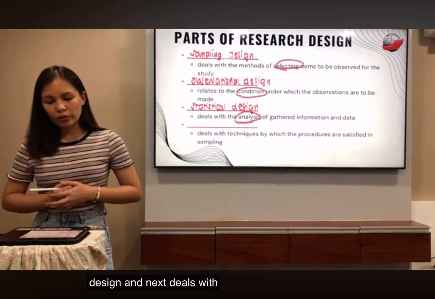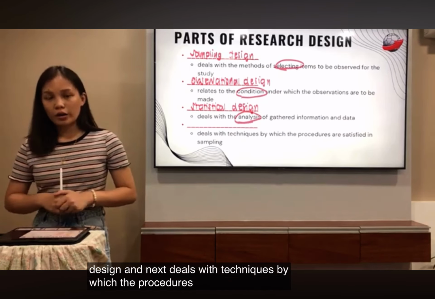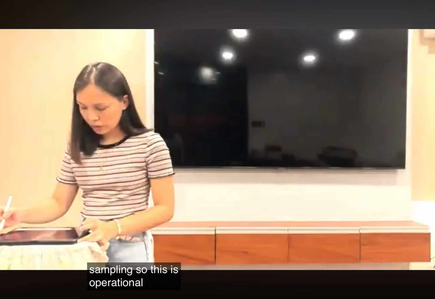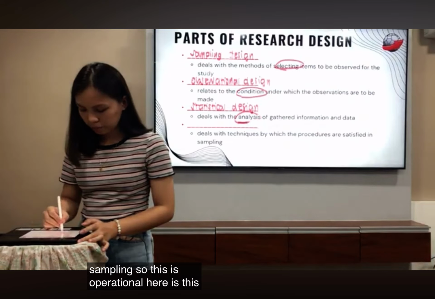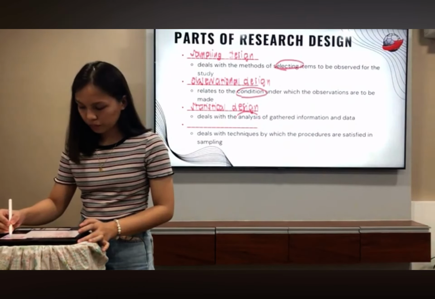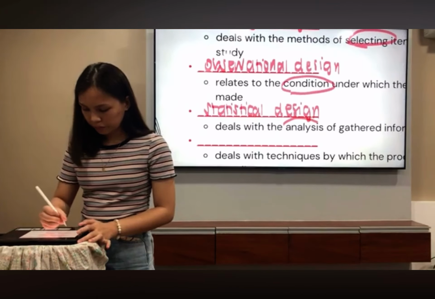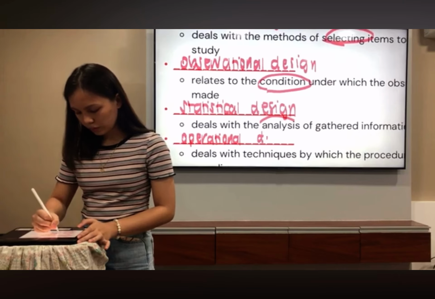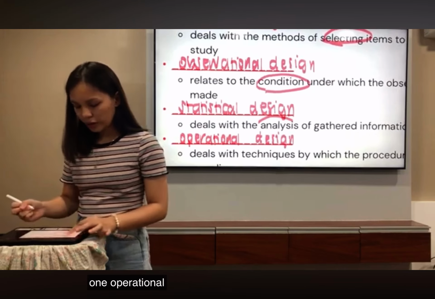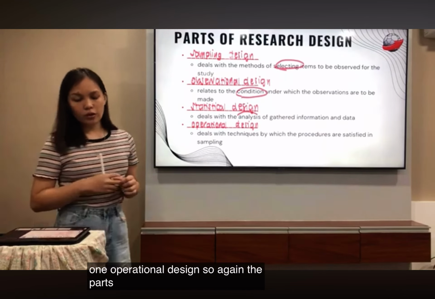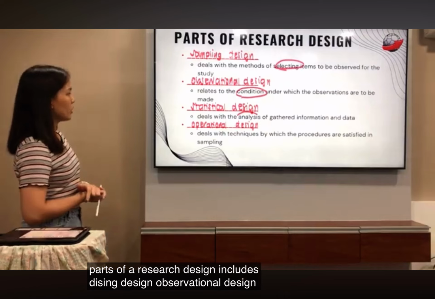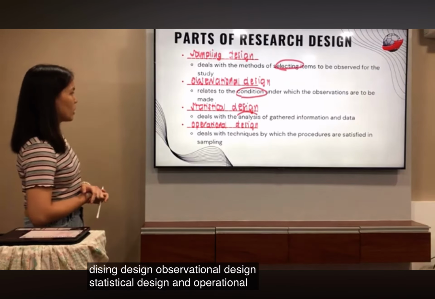And next deals with techniques by which the procedures are satisfied in sampling. So this is operational. Operational design. So again, the parts of a research design include the sampling design, observational design, statistical design, and operational design.